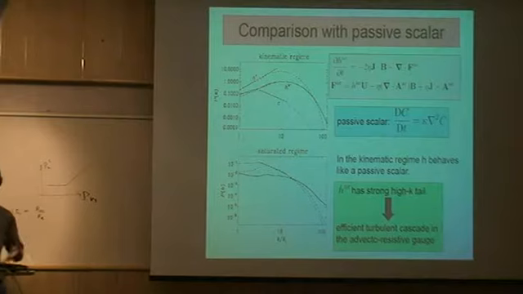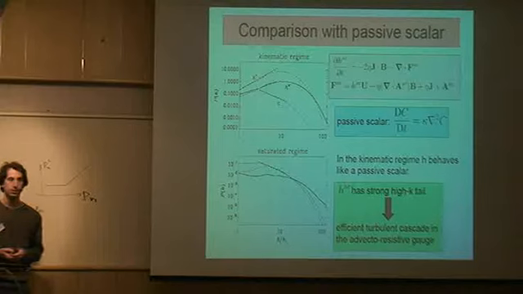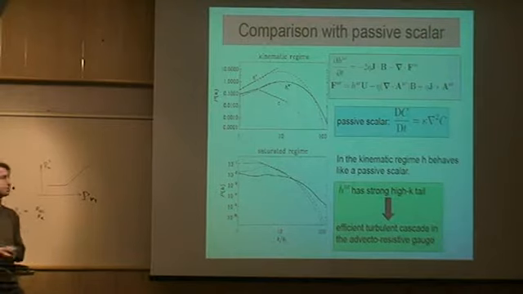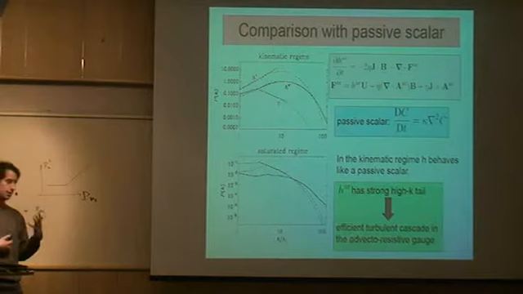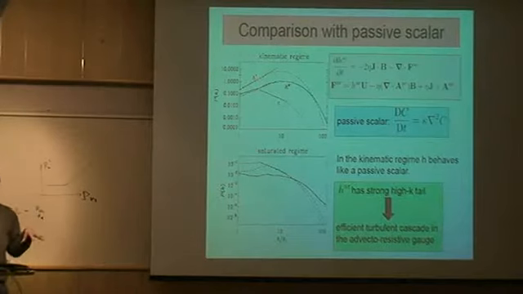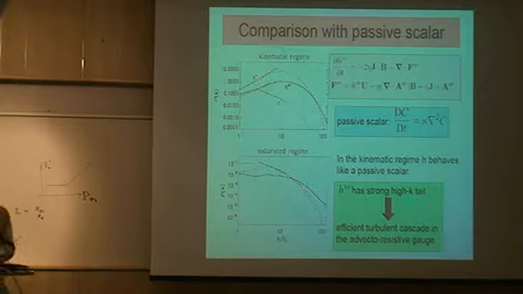This is different in the saturated regime, where the Lorentz force actually plays a role. There you can see that the resistive gauge shows a very similar spectrum as the passive scalar, while the magnetic helicity in the vector resistive gauge shows this tail here at high Ks. And this we simply attribute to the possibility of this gauge to transport magnetic helicity to the length scales of the small-scale turbulent eddies. This is why we get contributions at high K.